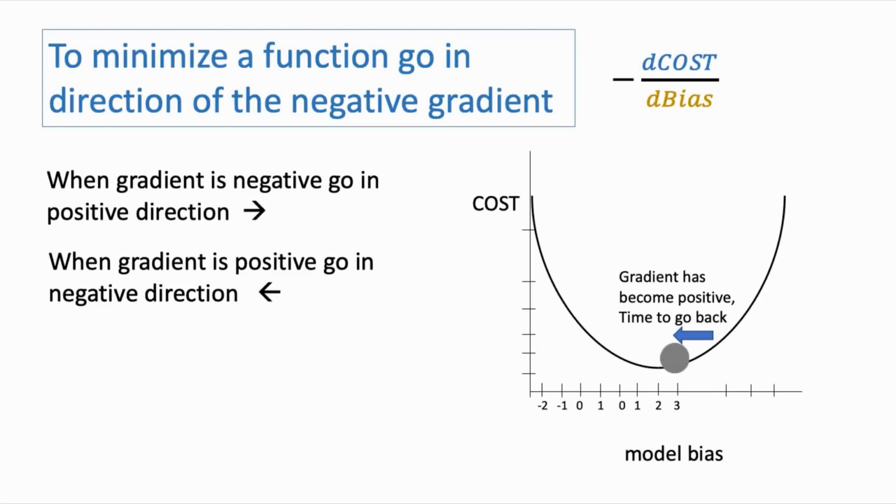So this is why following the negative gradient, or here it's a negative derivative because we have one dimension, but the negative gradient brings us to the local minimum of our function.